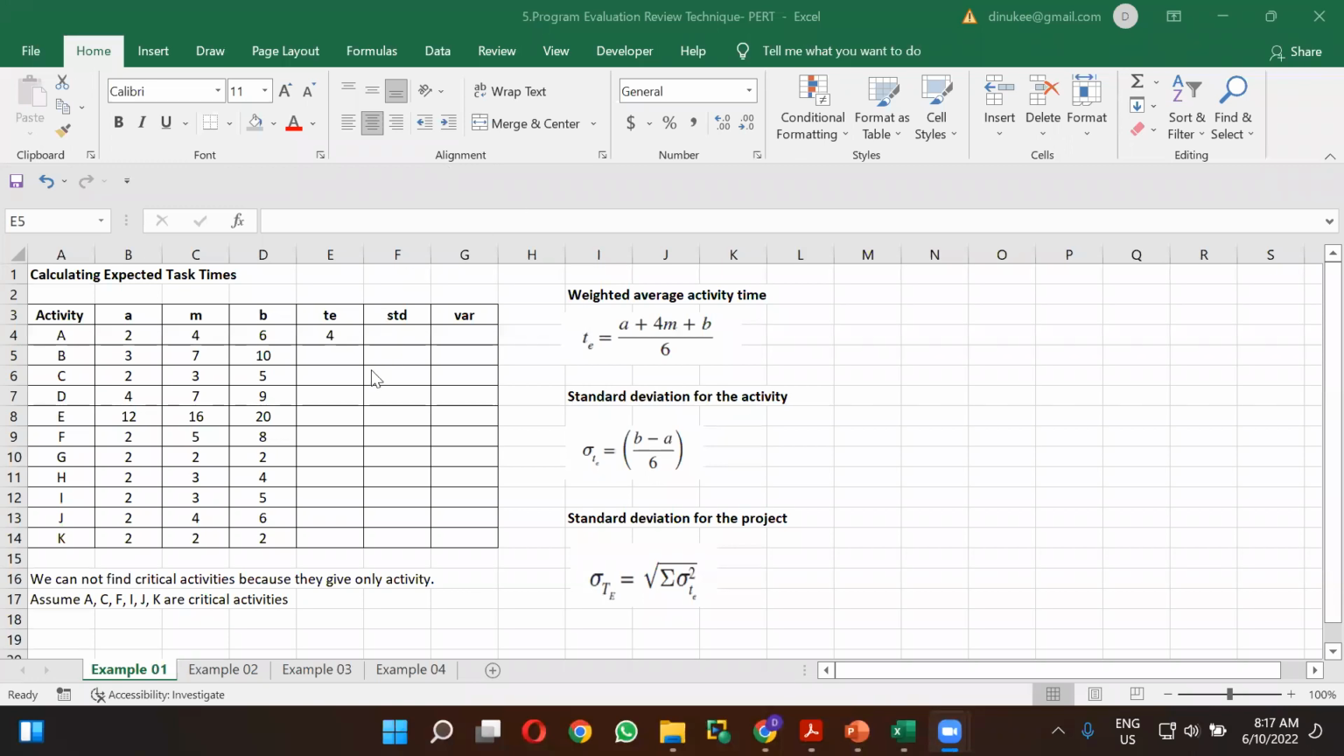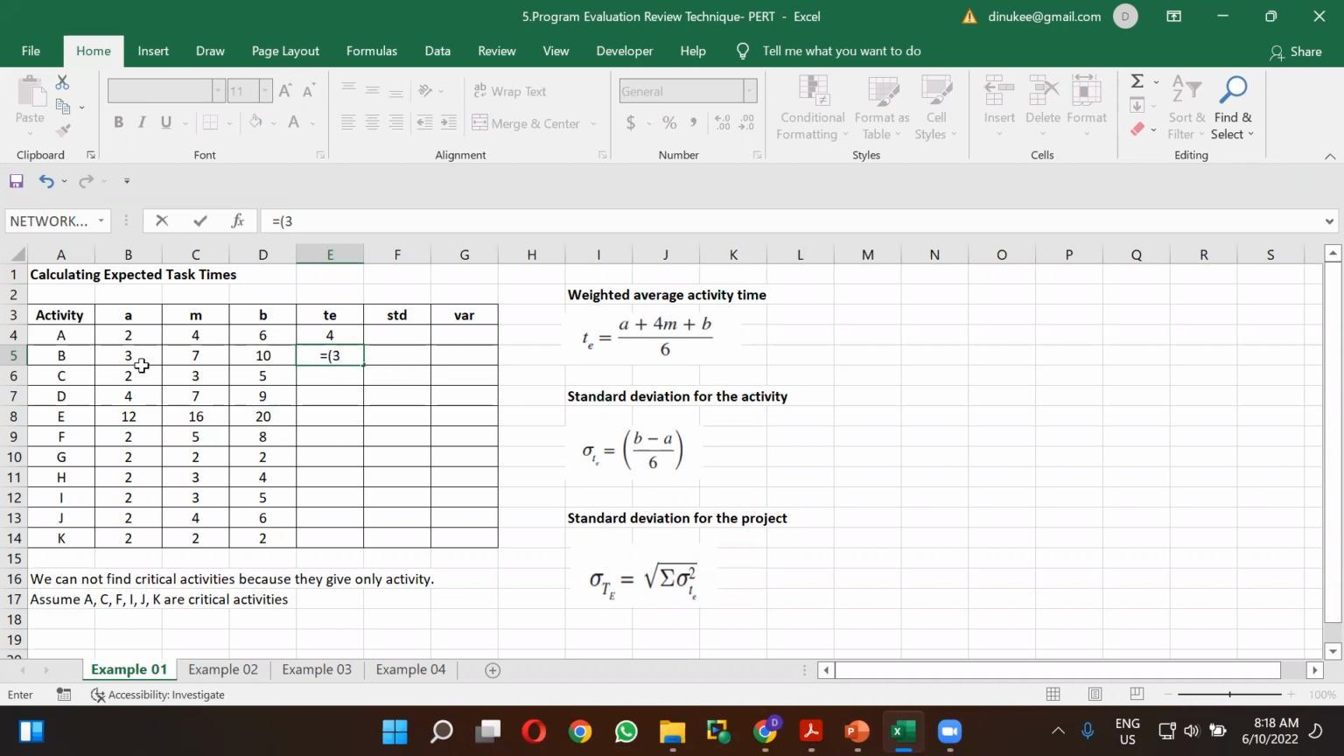So please calculate the weighted average activity time starting from B to K. I will give you 2 minutes. I think that is enough. So try to calculate that quickly. I will explain one more activity.